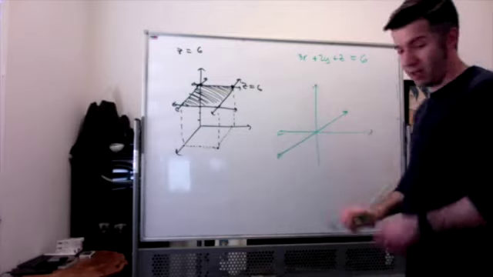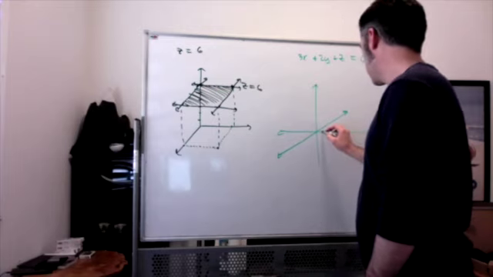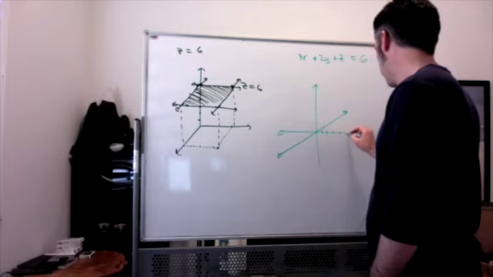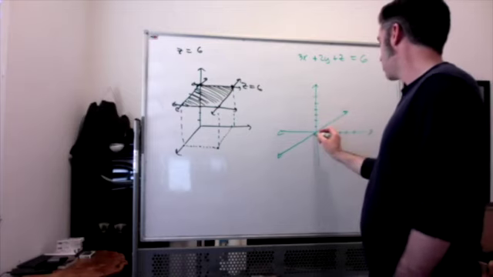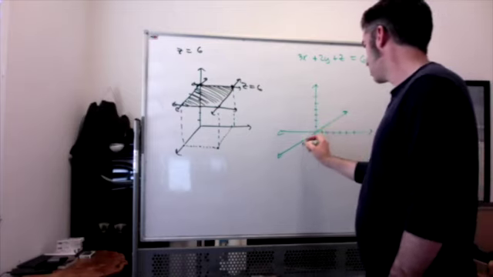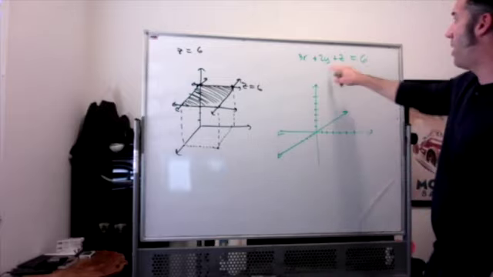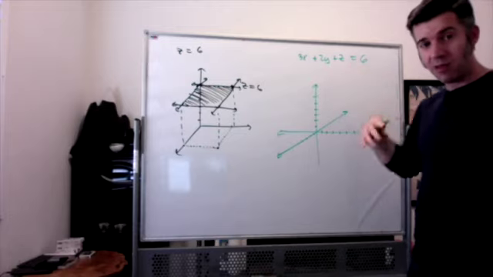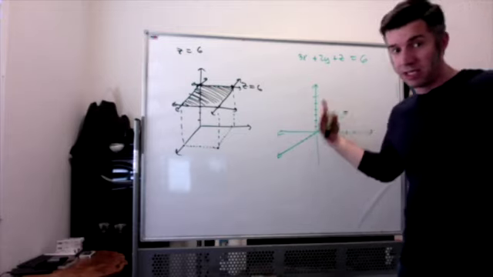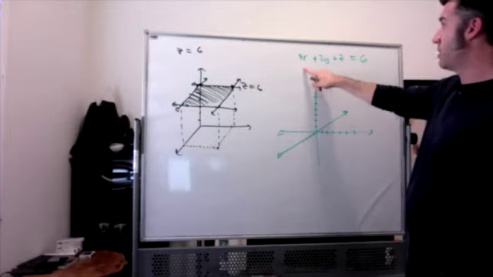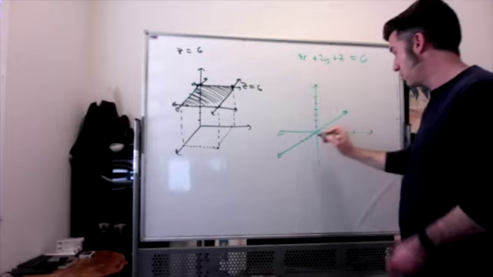So let's see, I'm going to find my intercepts. So let's say 1, 2, 3, 4, 5, 6. Then we're just going to find our intercepts. By the way, to find an x-intercept, you're just going to set the other variables equal to 0. So to find the x-intercept, set y and z equal to 0. You're going to get x equal to 2.